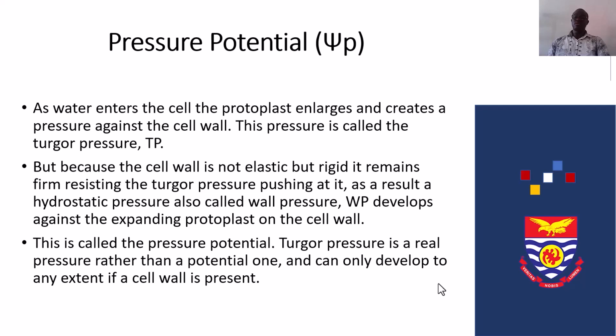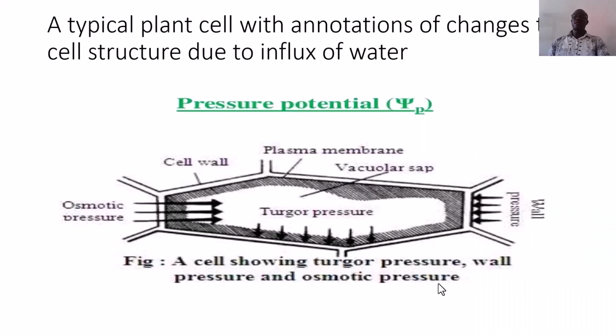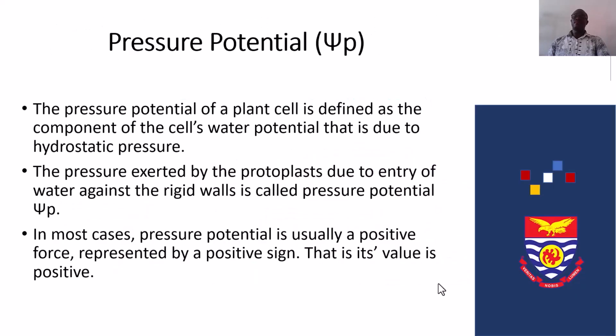cell wall is present. So here is a typical plant cell with annotations of changes to cell structure due to influx of water. So you have osmotic pressure and turgor pressure. Back, we have a cell showing turgor pressure, wall pressure, and osmotic pressure. So all that we have discussed with regard to pressure potential, psi p, is indicated in this diagram.